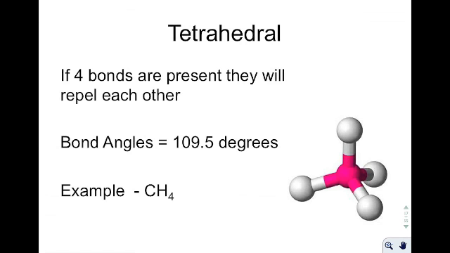Next, we have tetrahedral. Tetrahedral is when you have 4 bonds that are present. An example right here is methane. You could also say carbon tetrachloride or carbon anything. Carbon tends to be the one that goes to a tetrahedral shape.